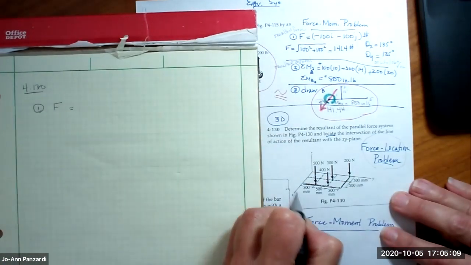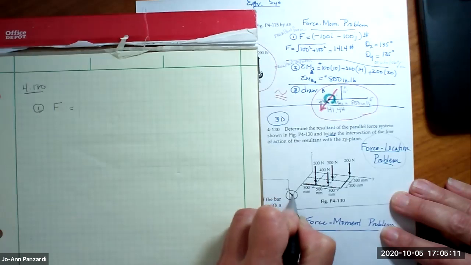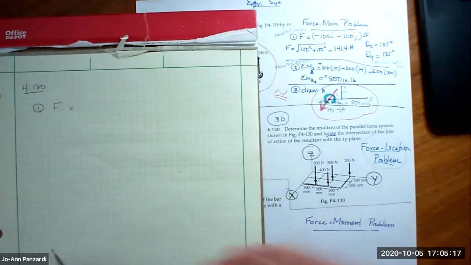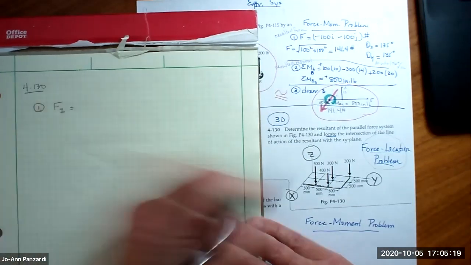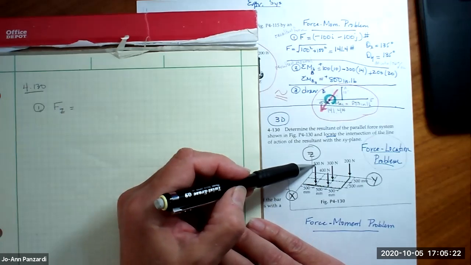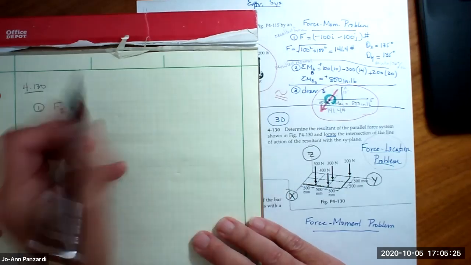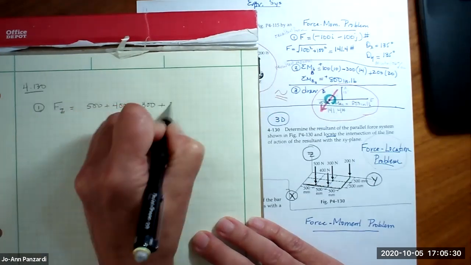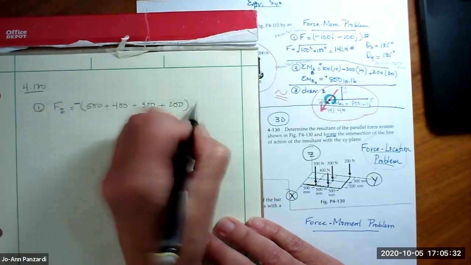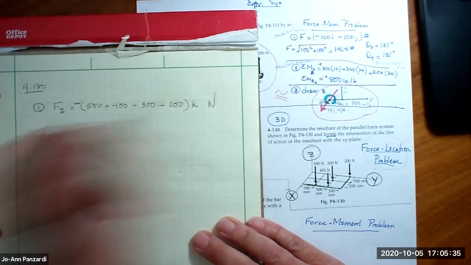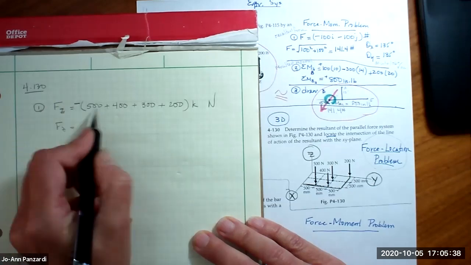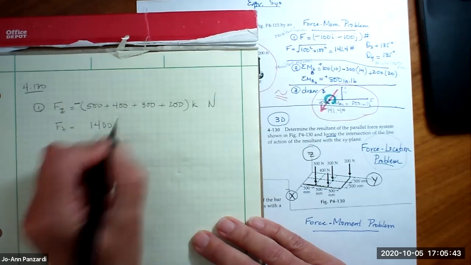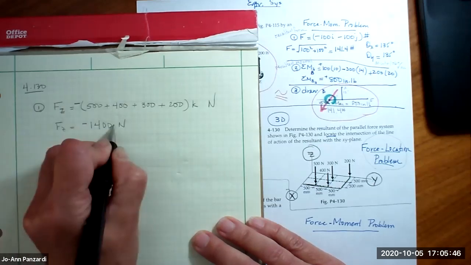Take a look. Whenever it's a 3D problem, you have to look. This is the x. This is the y. And this is the z. So the resultant is in the z. Let's see, they're all going down. 500 plus 400 plus 300 plus 200. And they're all in the negative z direction, and it's all newtons. So the resultant force is negative 1,400 newtons, and it's in the negative k.